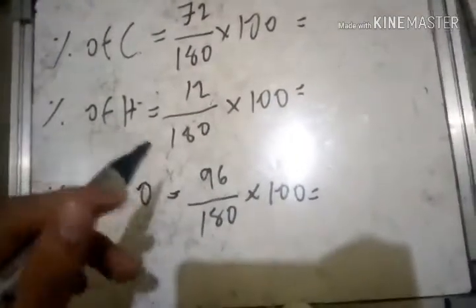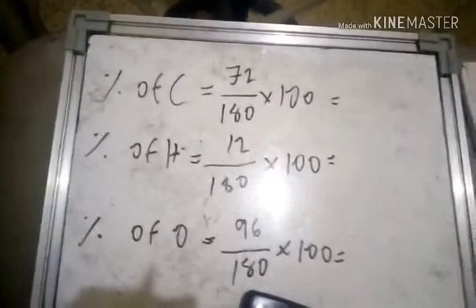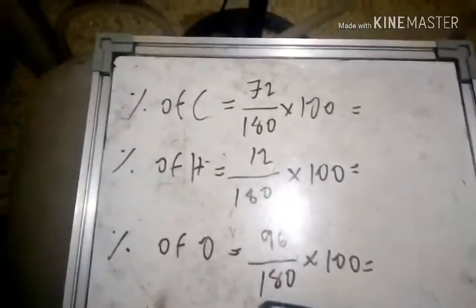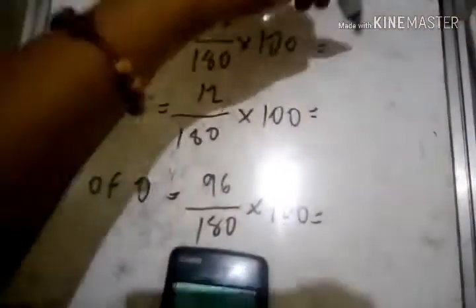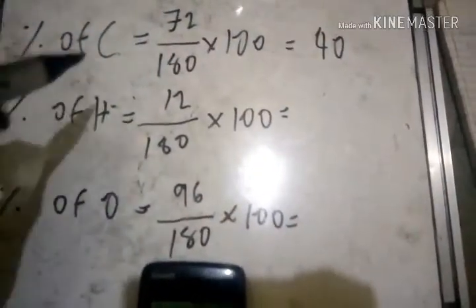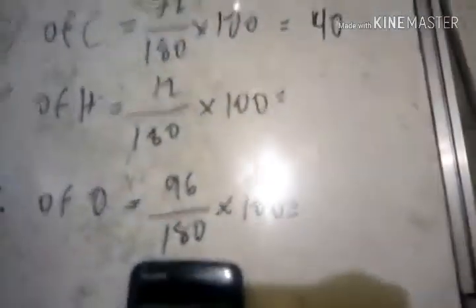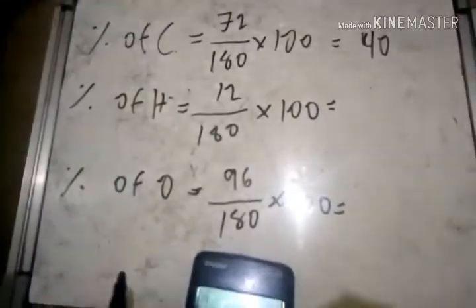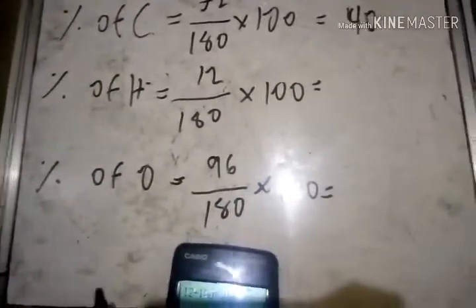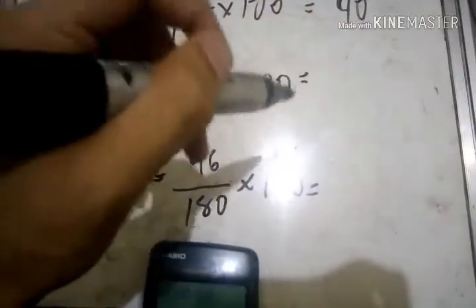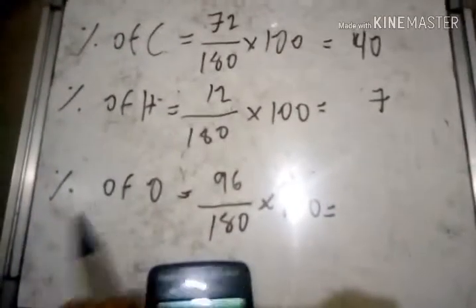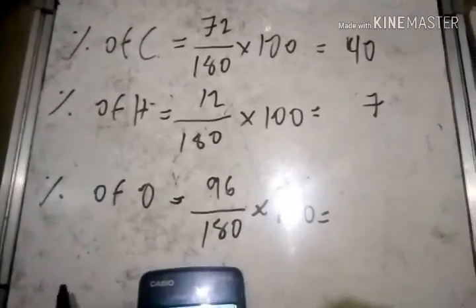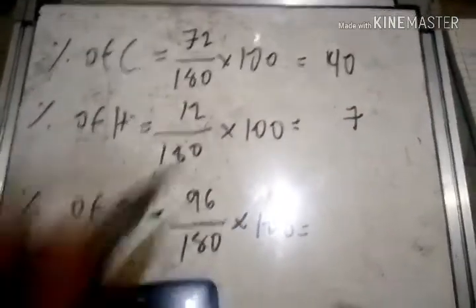So now let's total each element. So where is the calculator? Here. First we have the carbon, so 72 over 180 times 100 equals 40. Next, we have the hydrogen, so 12 over 180 multiplied by 100 equals 6.666667, or rounded off is equal to 7. And lastly, we have the percent of oxygen, that is 96 over 180 multiplied by 100 equals 53.